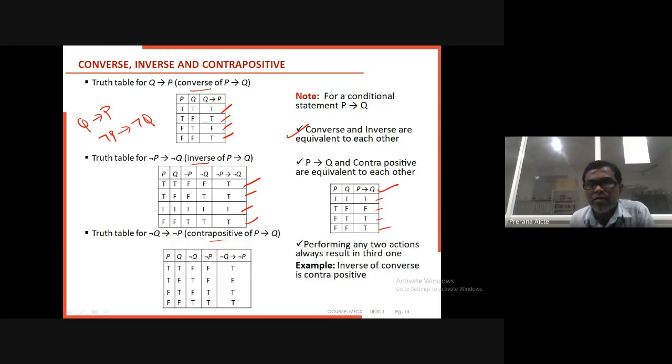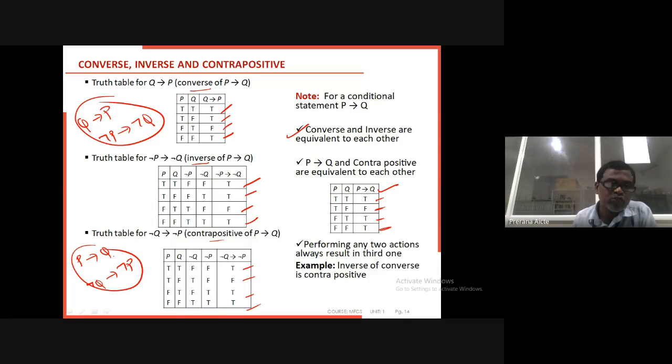Next, the second one: P implies Q and the contrapositive are equivalent to each other. For P implies Q, the truth table is true, false, true, true. For negation Q implies negation P, the truth table is also true, false, true, true. So both are the same. That is, P implies Q is equivalent to negation Q implies negation P. This is the equivalent formula we represented previously. Similarly, Q implies P is equivalent to negation P implies negation Q, the inverse of each one. So like that we can find the points regarding this.